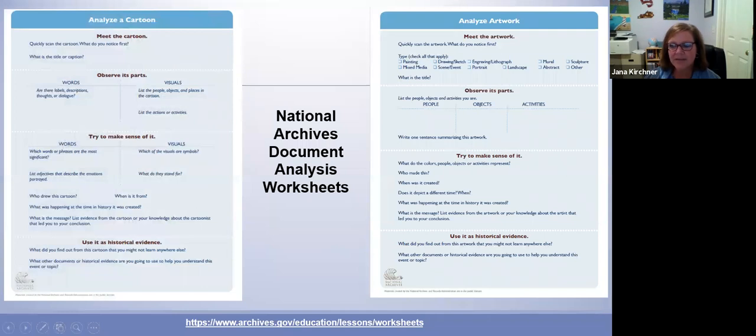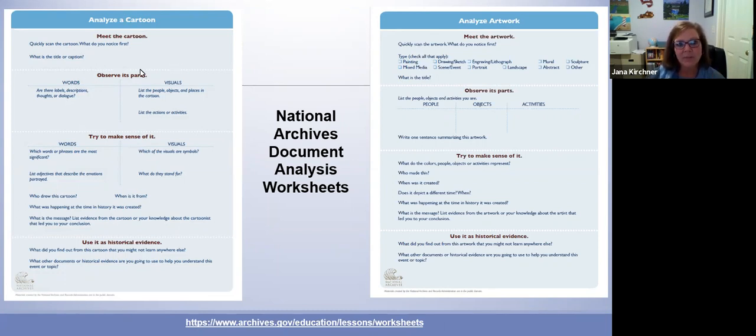And I also like these from the National Archives as well. And the website is on the bottom there, but you can search National Archives document analysis and these will pop up. Same thing, they have different kinds. They have analyze a cartoon, analyze the artwork, and those are the ones I just put in this presentation. But if you notice, the questions are different under each type of source, but the categories are the same. And I really like their categories as well, because it teaches students the same sort of skills. First, you meet whatever it is you're looking at. If it's a cartoon or an artwork, you literally do a description. What's it made of? What do I see? What does the title say?